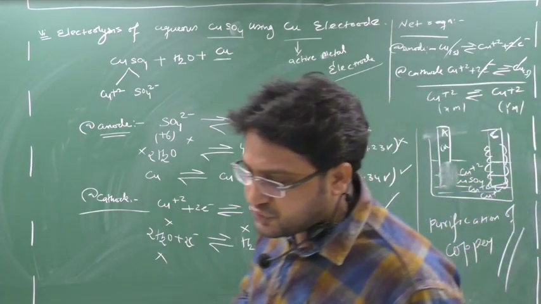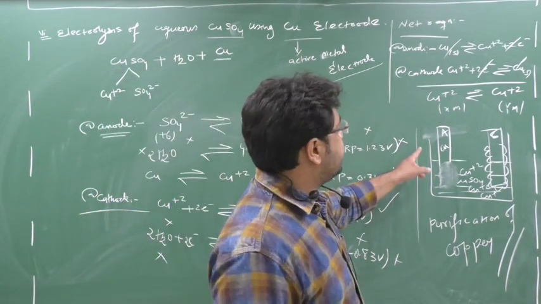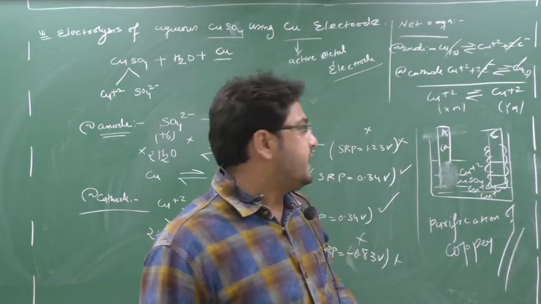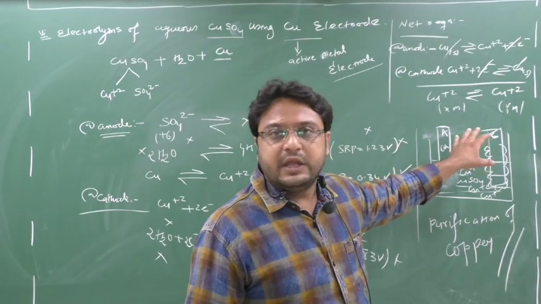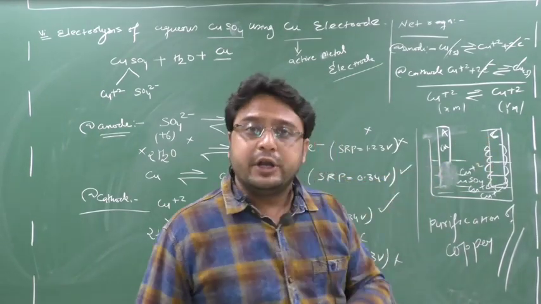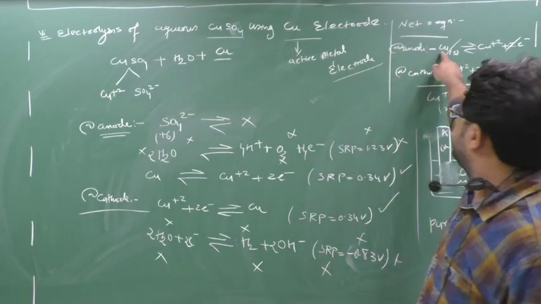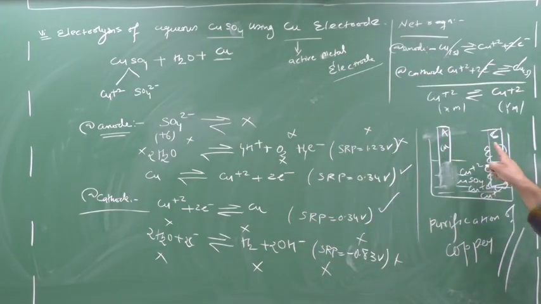For example, before starting the reaction, if I have taken a copper anode of 1 kg and a cathode also of 1 kg, after the reaction I will see that the anode weight is reduced and the cathode weight is increased. Means the anode is eaten up. We have seen this in copper here. So the anode is eaten up and the cathode weight is increasing.